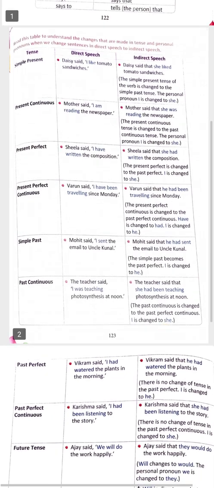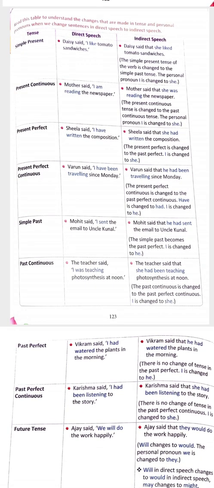The next table I'm going to explain to you is very important because your narration depends only upon that table. As you are seeing here, first of all we have the simple present tense, and our sentence is Daisy said, I like tomato sandwiches. So when we make indirect speech, as I explained earlier, if we have said only, then we will write said that. Now the inverted commas change into the conjunction that. So we'll write Daisy said that.